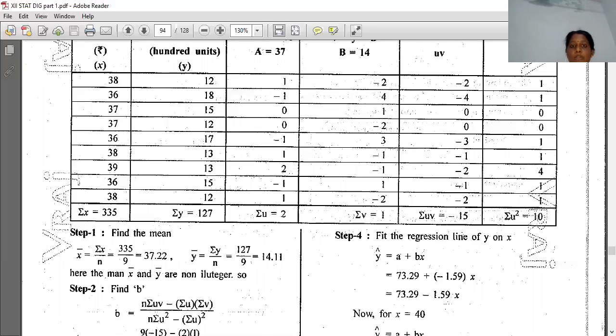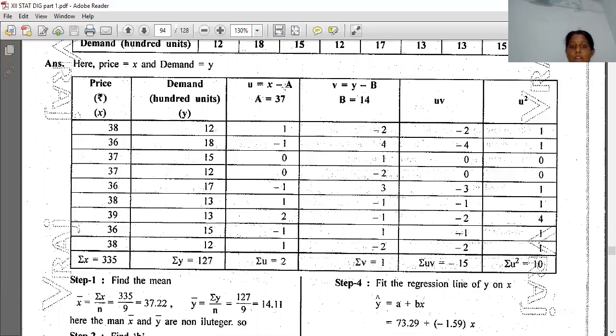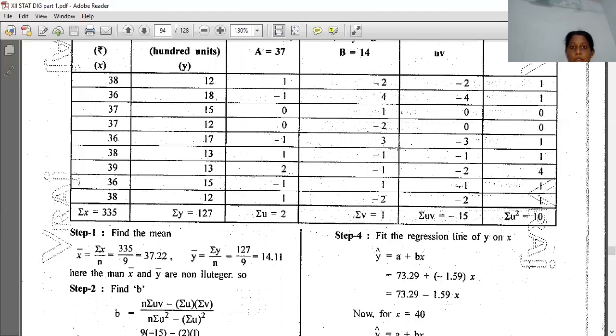Now we will be finding U square, that is the total of the square of the U column. That is 1 square is 1, minus 1 square is 1, 0 square is 0. Like this you find U square. So sigma U square comes to 10. Got it? Now we will substitute the values in our formula.